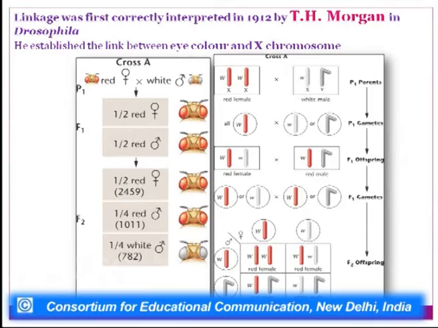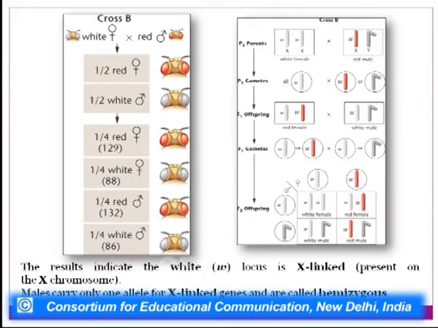They are not independently assorting, but because it is present on the X chromosome, it is always carried on to the next offspring, wherever this X chromosome containing the wild type or dominant red eye color gene is going. So the results indicate the white locus is X-linked, present on the X chromosome. Males carry only one allele for X-linked genes and are called hemizygous in nature. Then further, they did certain more experiments.